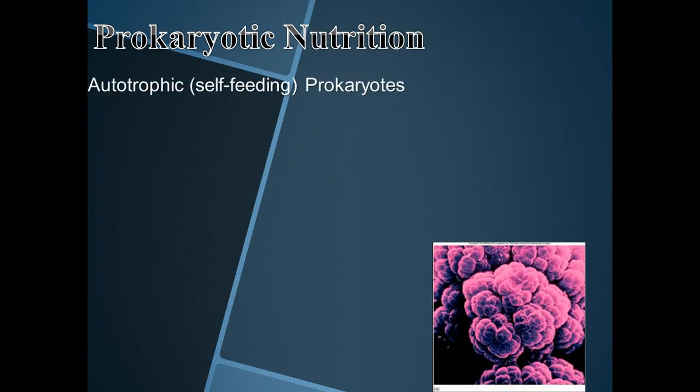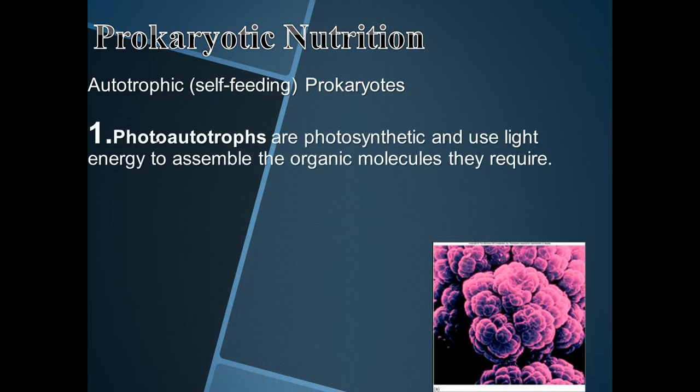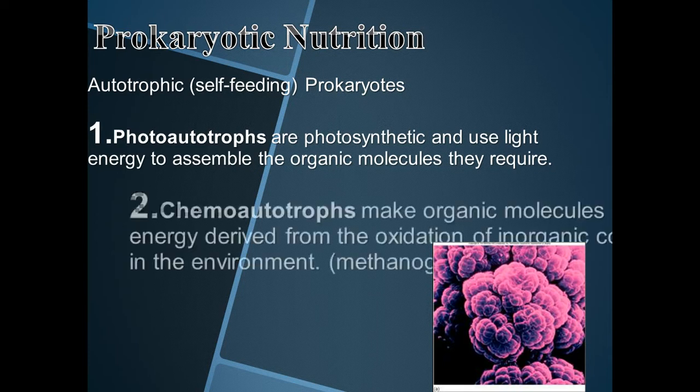Continuing with prokaryotic nutrition, we have autotrophic prokaryotes. These mean they feed themselves. They can either be photoautotrophs. These are photosynthetic, like plants. They use light energy to assemble the organic molecules that they require.